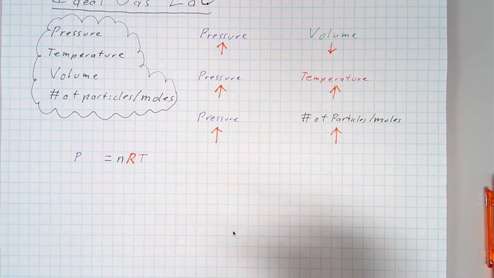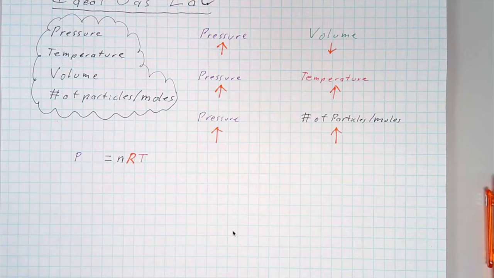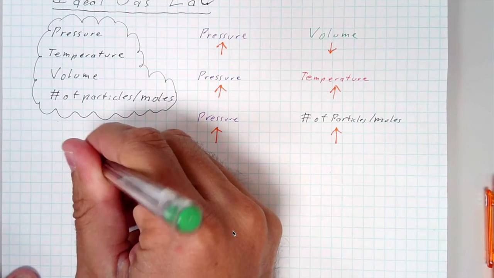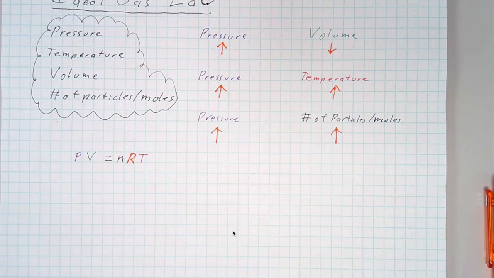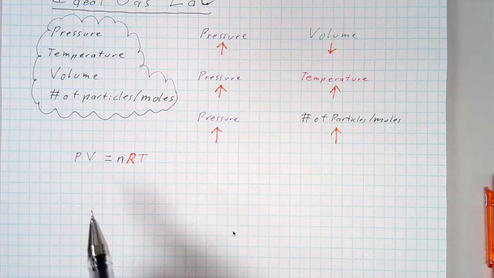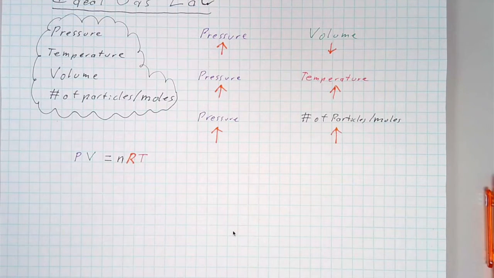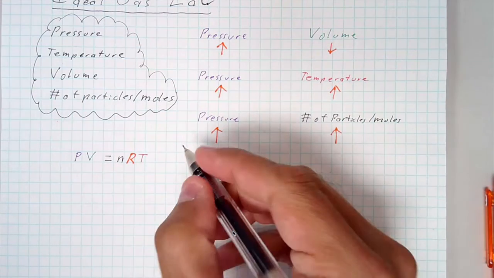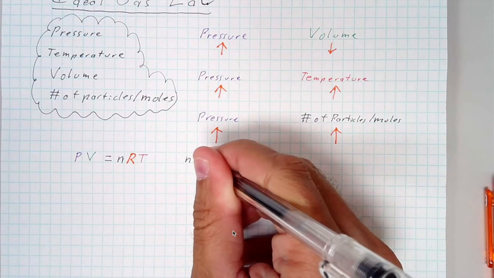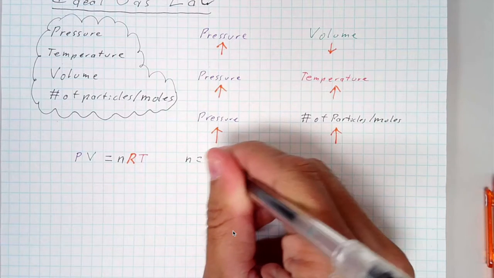Now, that's certainly one way to write it. But the most common way that it is written is P times V is equal to nRT. And that's pretty much the ideal gas law right there. Like I said, you can rearrange this equation any way you want to. But let's go ahead and identify our different variables. So n in this case is the number of moles of gas.